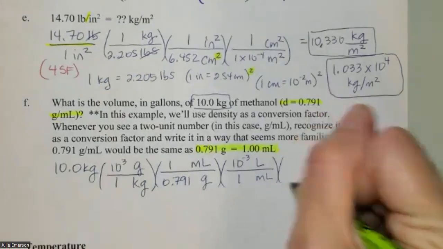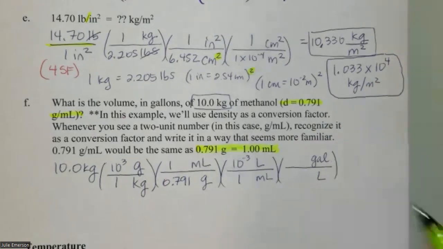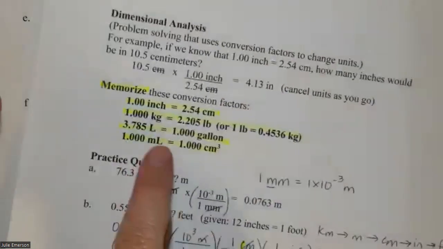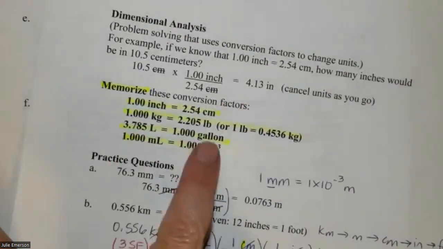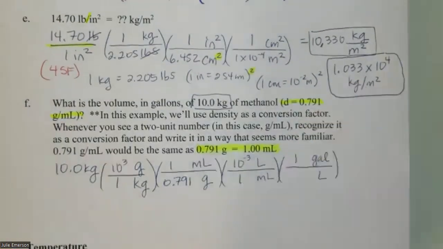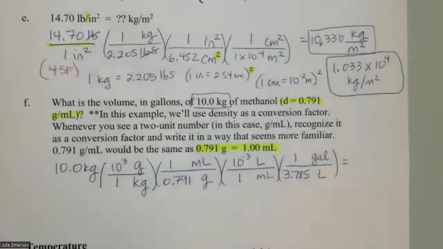All right. And then the last one, this is a new conversion factor for us, which is going liters to gallons, but it was on the list of the ones I want you to memorize. And I find that I use it quite a bit. That is 3.785 liters is equal to a gallon. So on my 1 gallon, it's 3.785 liters.